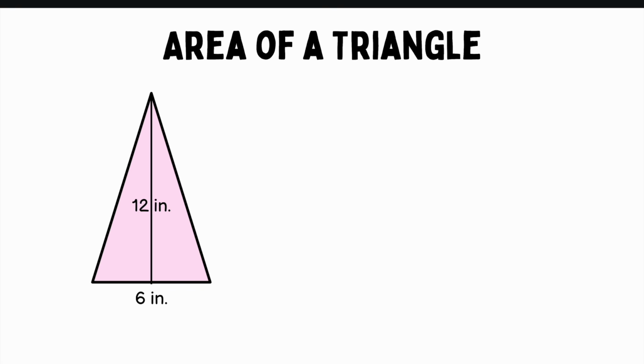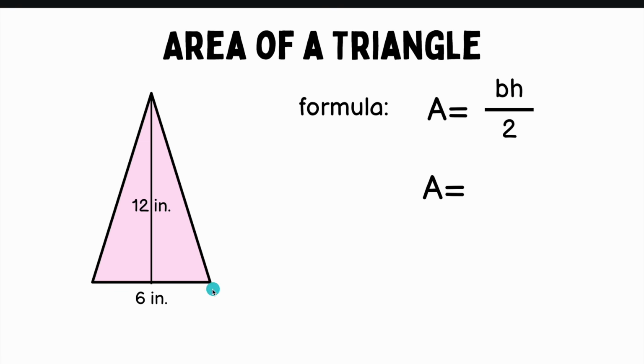Let's find the area of this triangle. Area equals the base times the height divided by 2. Let's write area equals the base length, which is 6 inches, times the height, which is 12 inches, divided by 2. We can say that area equals 72, because 6 times 12 is 72, divided by 2.